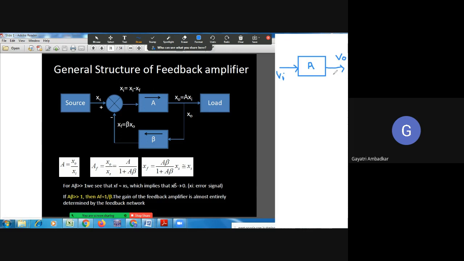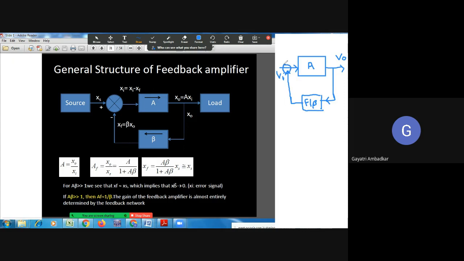Then what you do, you take some part of this output. Okay? You take some part of this output and provide it back to the input. So you have taken some part of the output. What part you have taken? Either you can take voltage or you can take current. So taking the part of output means sampling is done by this feedback network. Let's say that there is a network called as feedback network. It is taking some part of output voltage and applying it back to the input.